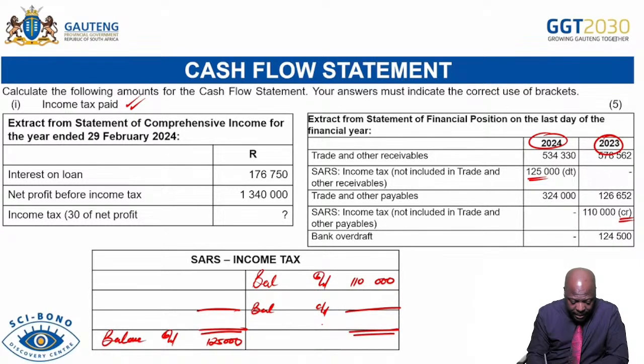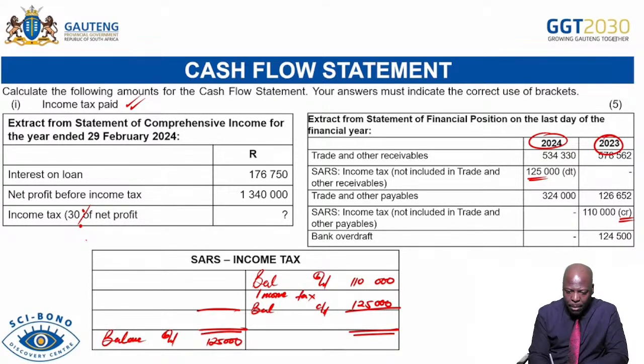So here I'm going to get my balance carried down, which is also 125,000. So in here, I'm just going to squeeze in my income tax. And here we're told income tax is 30% of the net profit.